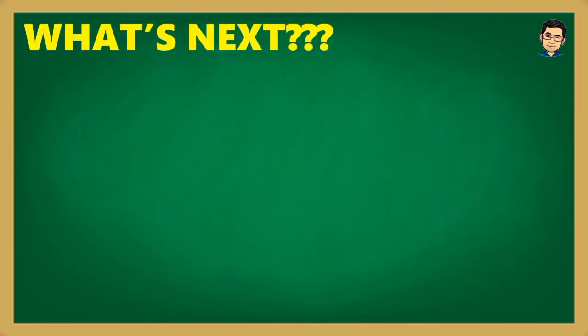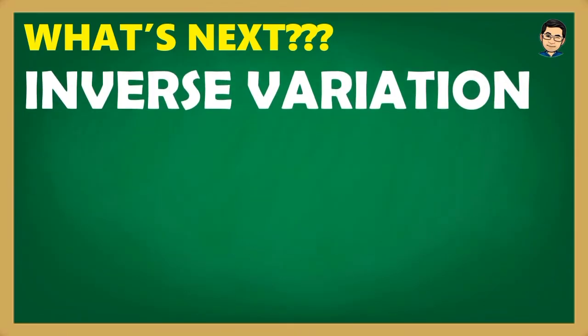So, after natin i-discuss yung direct variation, yung next na type naman ng variation na i-discuss natin sa susunod na video lesson is inverse variation. So, I hope naging clear yung discussion natin sa direct variation wherein pinakita ko naman sa inyo kung paano i-represent yung direct variation using graph, using table of values, using mathematical equations, and then as well as yung pag-translate natin ng mathematical statements into direct variation.